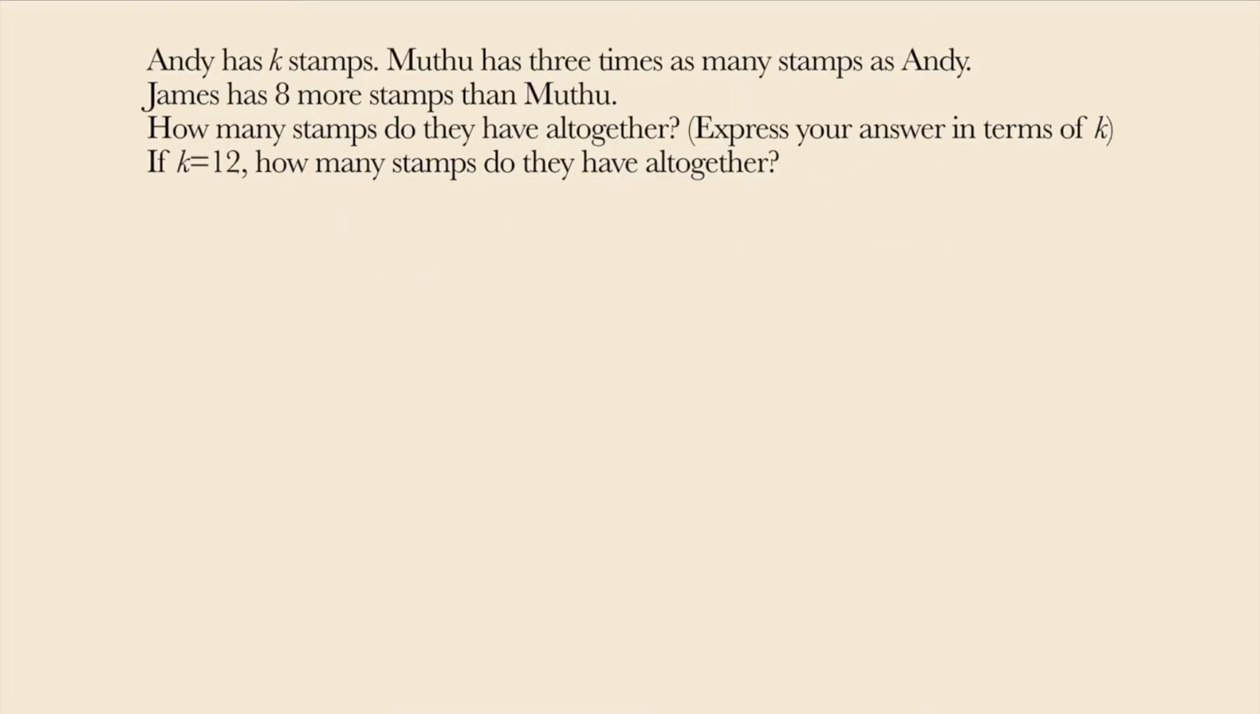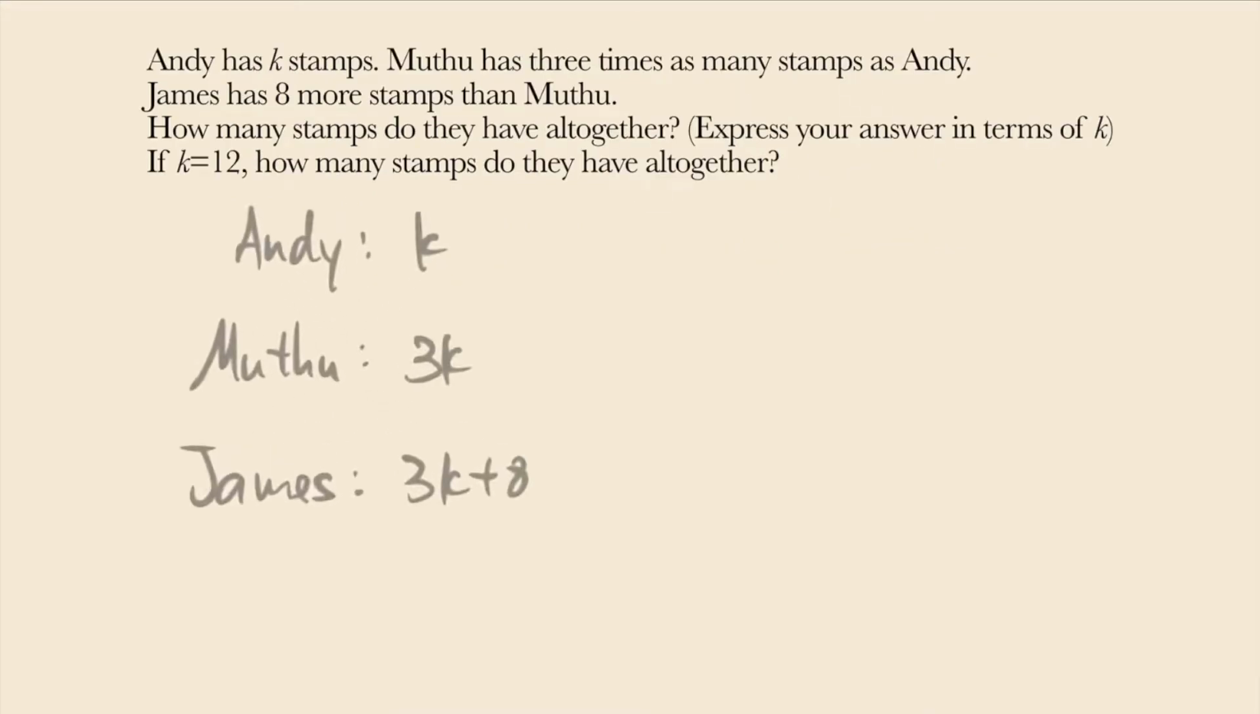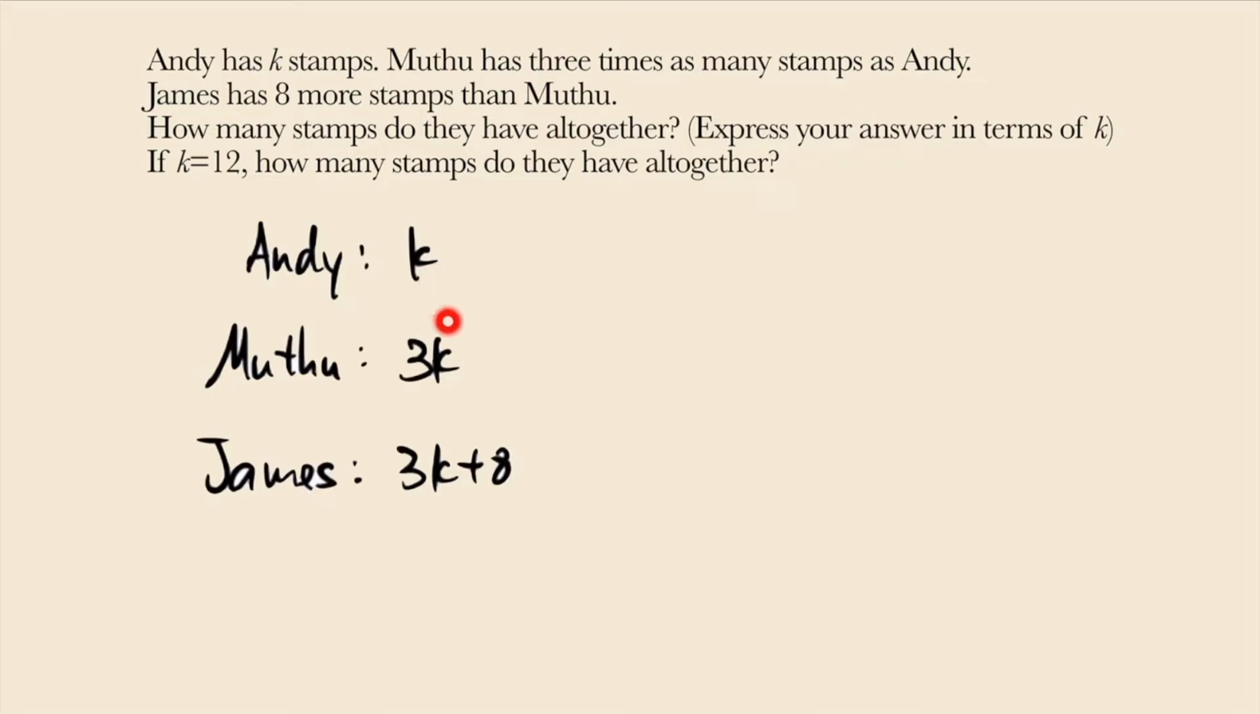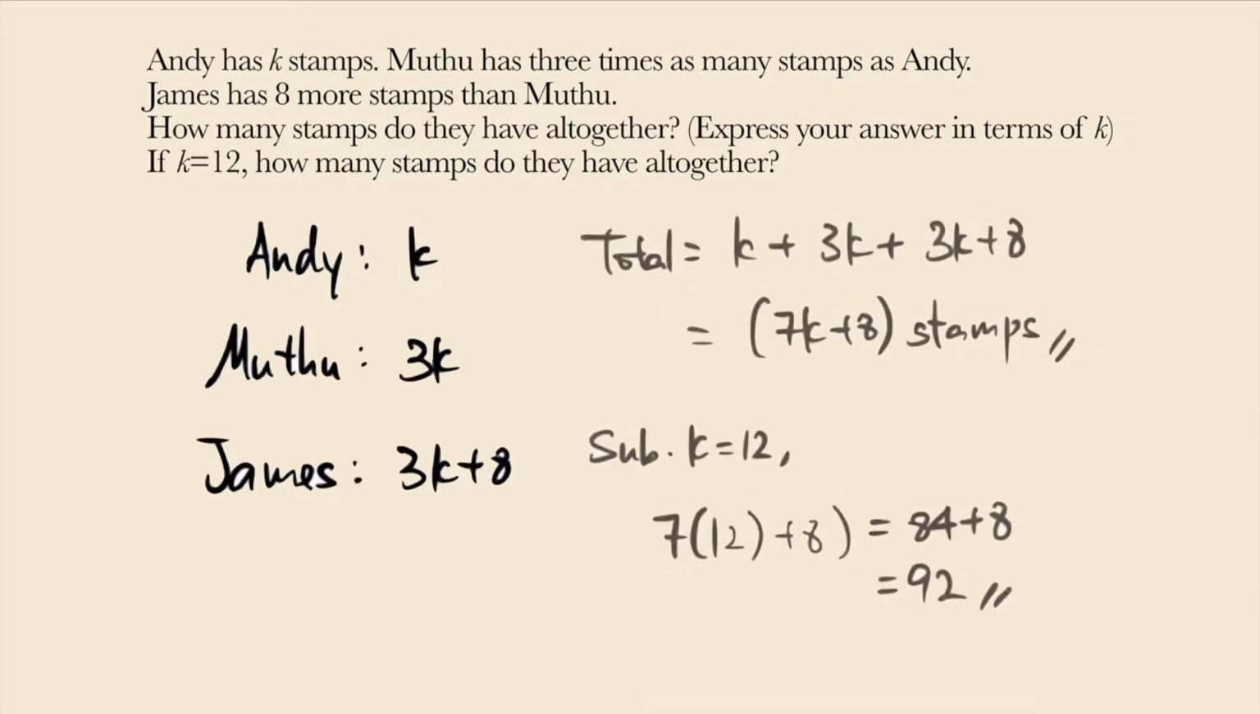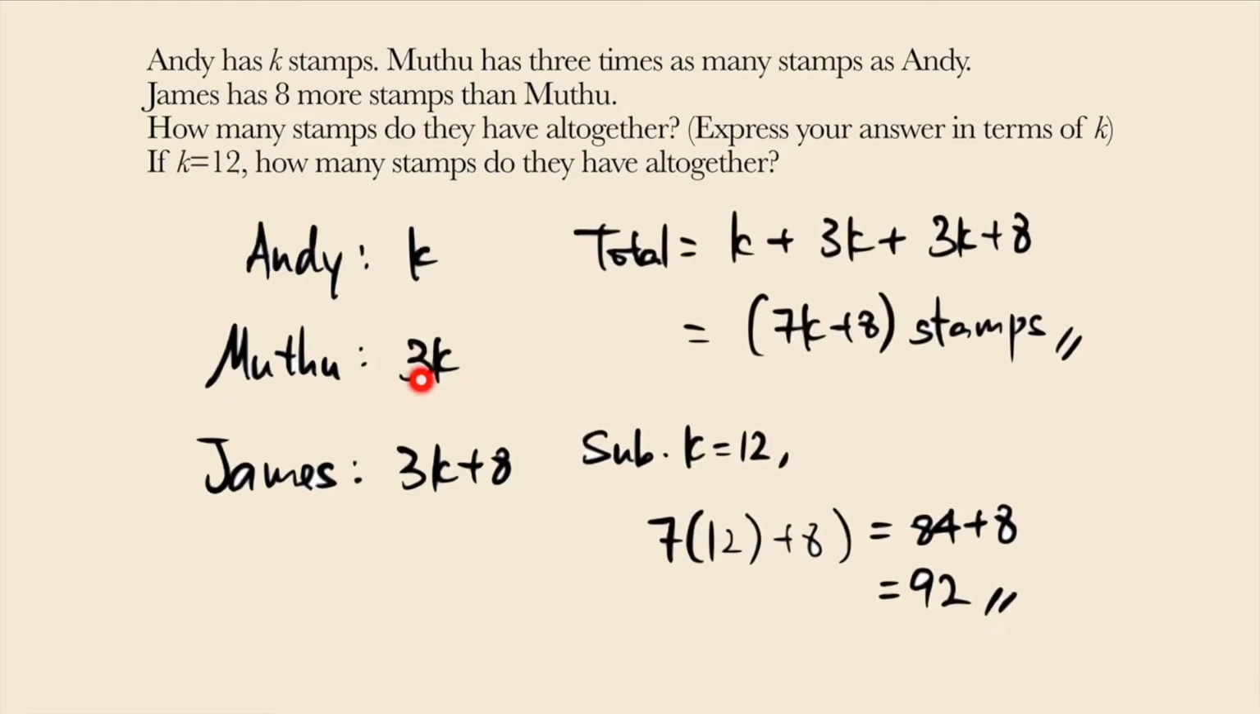Andy has K stamps, Muthu has 3 times. Well, we can make everything clear. So Andy has K, Muthu has 3 times of that, that will be 3K. And James had 8 more than whatever Muthu had. So whatever Muthu had, plus 8. Now, how many stamps do they have all together? I guess part A would be how many stamps did they have all together? That would be 7 Ks. How many is this? 3 plus 3, 6 plus 1, 7 Ks plus 8. That would be the total in terms of K.